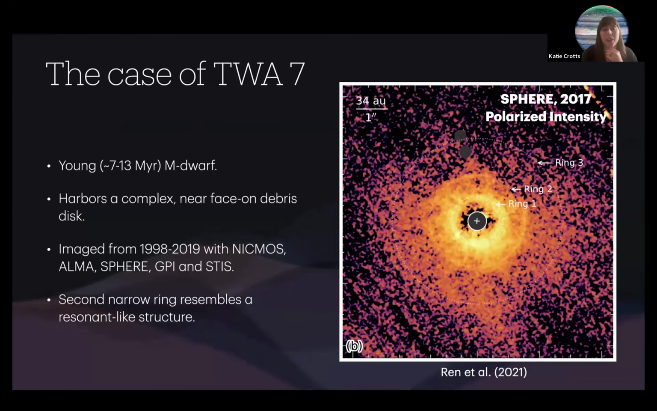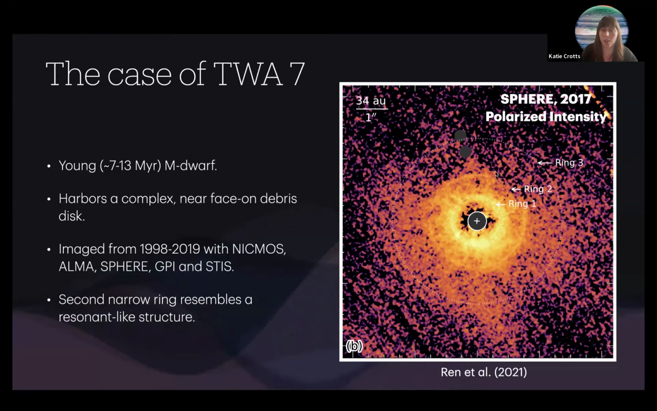One of the observations that were a part of this survey was on the target TWA7. This is a young M dwarf, and we've known about this system for a while now because it harbors a very bright but complex near face-on debris disk that has been imaged since the late 90s with a bunch of different instruments. As you can see from the SPHERE polarized intensity image, there are a bunch of different substructures, including three different disk components.